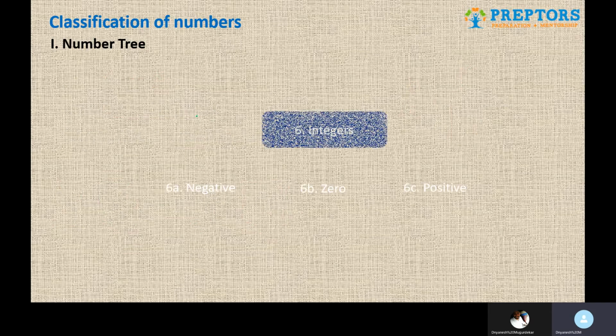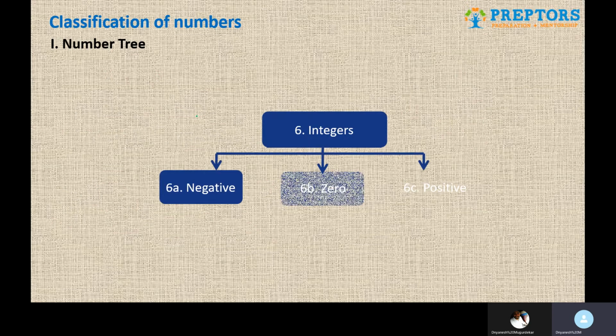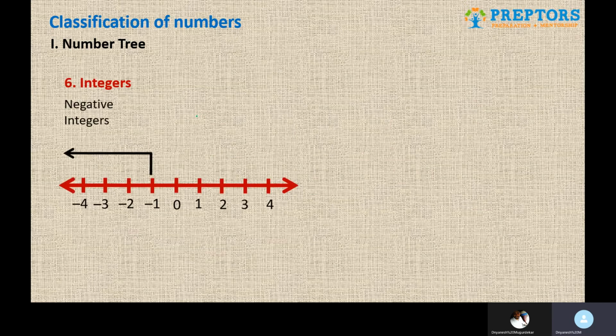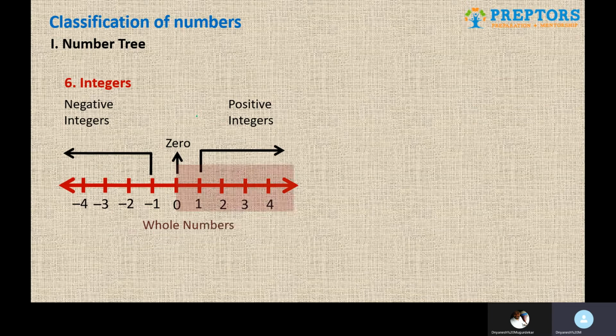Then integers are further classified into three types: positive integers, negative integers, and zero. Obviously the names are sufficient, but we will still see them in detail. Negative integers: -4, -3, -2, -1, and so on. Zero as it is. Positive integers are 1, 2, 3, 4, and so on. Positive integers are also called natural numbers. Zero and positive integers together are called whole numbers. I'm sure you now remember some of these terms, natural numbers, whole numbers, and negative integers, from our school days.